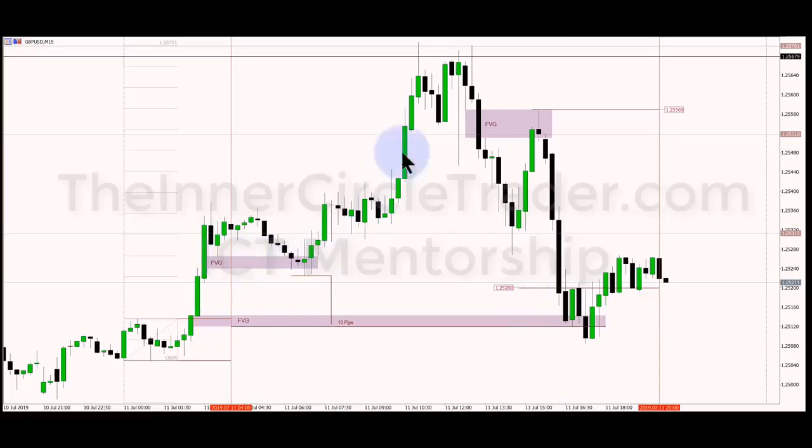Fair value gap to fair value gap, fair value gap to fair value gap. Institutional orders around these key levels. Again, 30s a nice level, nice 10 level, 50s a nice level, and 20s a nice level. And all I did was work within the scope of that to get this.